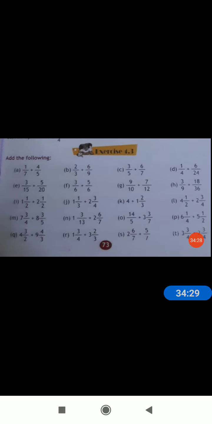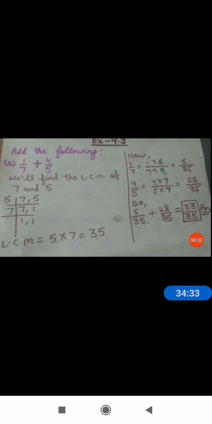Now exercise number 4.3. Add the following numbers. Let us understand it first. Exercise number 4.3, question number 1. Add the following. A part says we need to add 1 upon 7 and 4 upon 5.